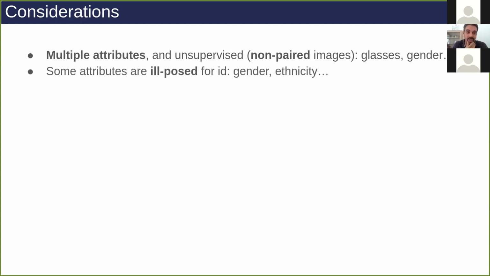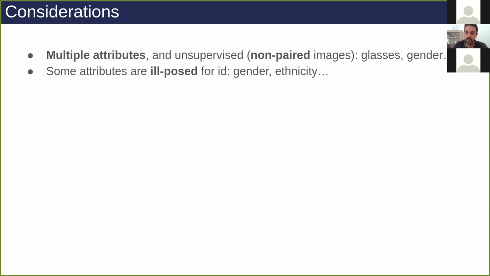Then other consideration, some attributes are actually ill-posed for identification. We want to generate images keeping the same identity for that person, but that's ill-posed for gender and ethnicity. If we just convert one person from white to black or black to Asian, we are actually changing the identity. And the same for gender.